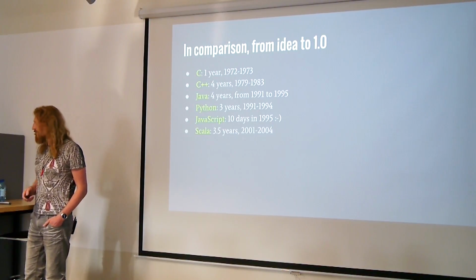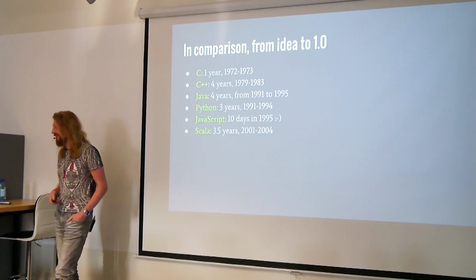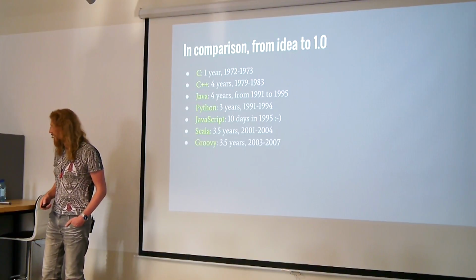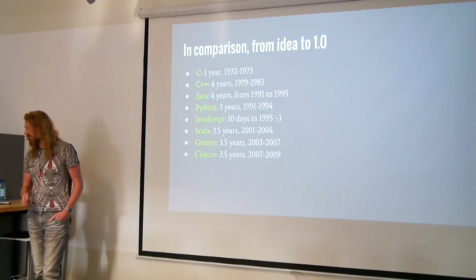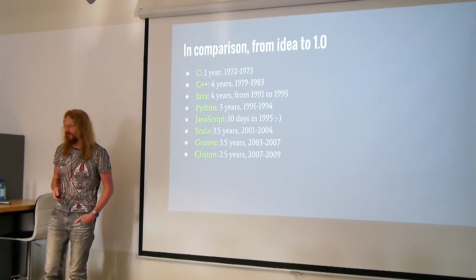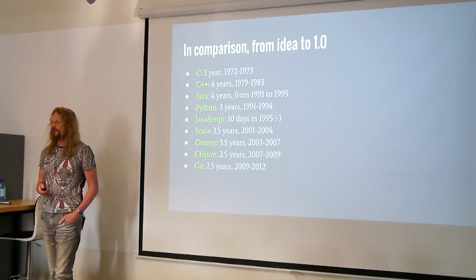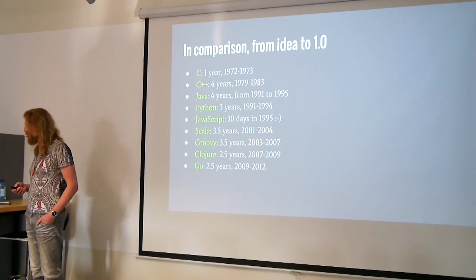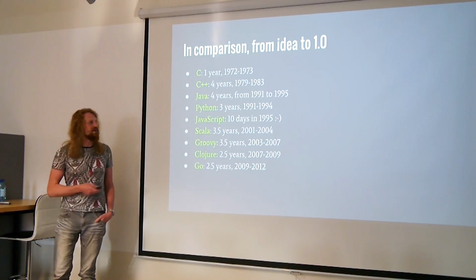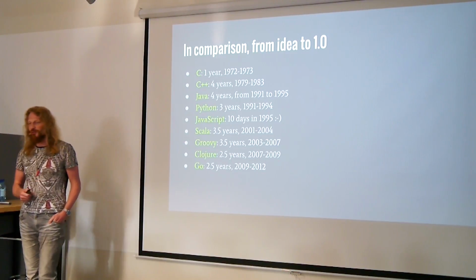Scala took 3.5 years, a lot less compared to Kotlin. Groovy 3.5 years. Clojure 2.5 years. Go, which is now a hyped language, 2.5 years. So 6 years versus these is quite a lot.